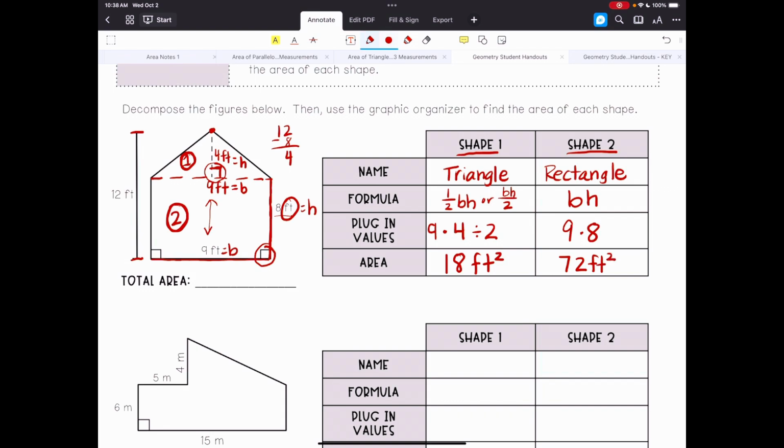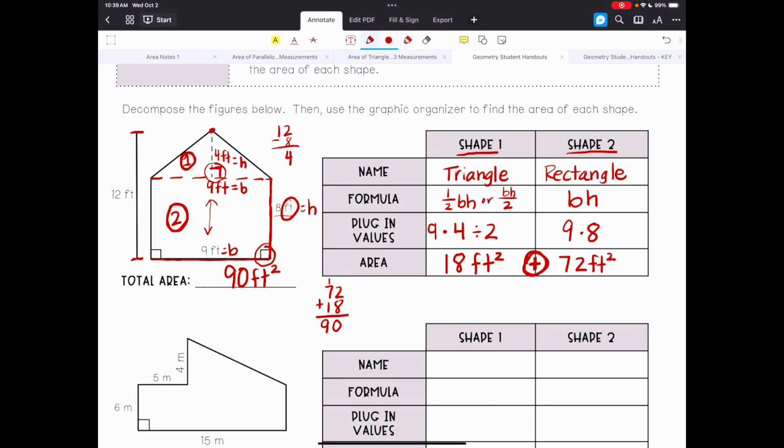Now, when we're looking at this, this is a composite figure that is being combined. So we have a triangle and a rectangle being combined with one another, which means that I actually have to add these two together. So let's set that up. 72 plus 18. 2 plus 8 is 10. 1 plus 7 is 8, plus the extra 1 is 9. So 90 total feet squared is the answer to our first figure.